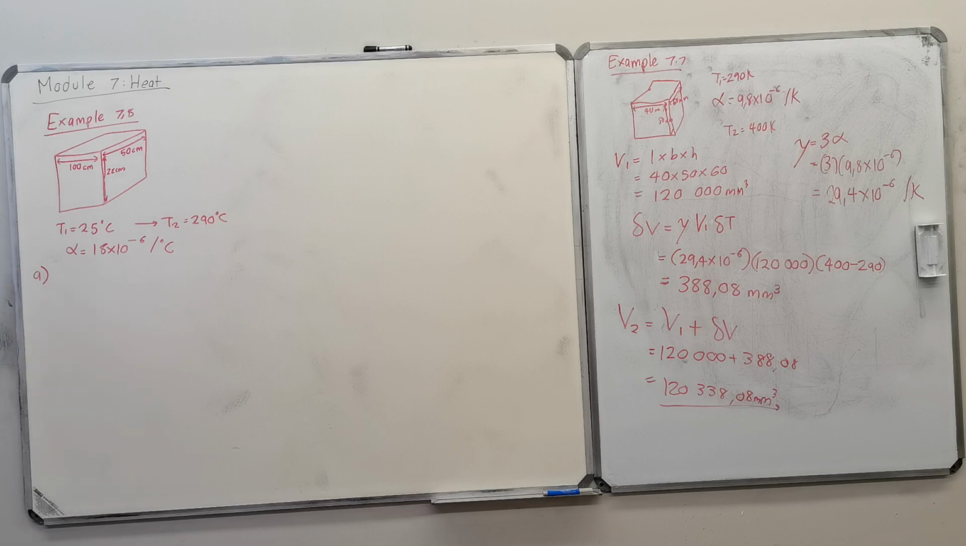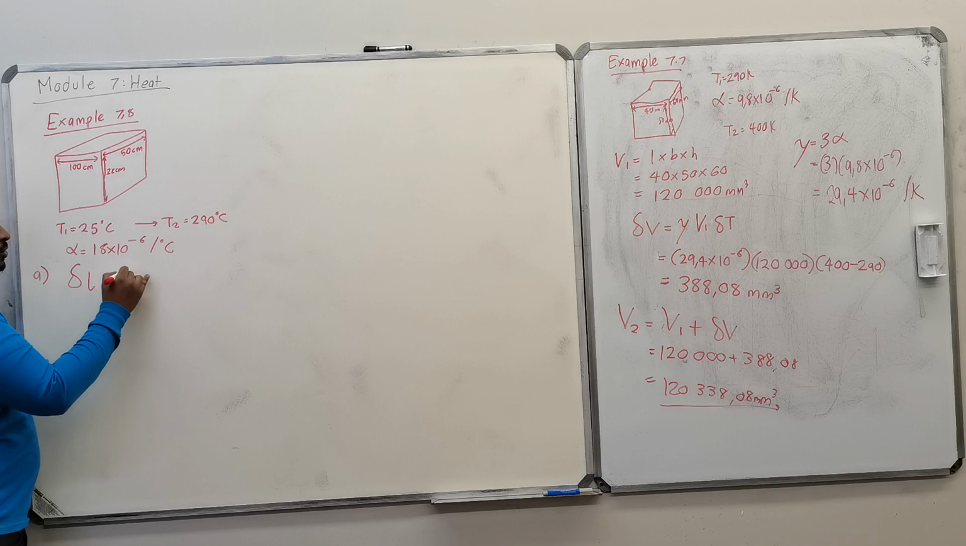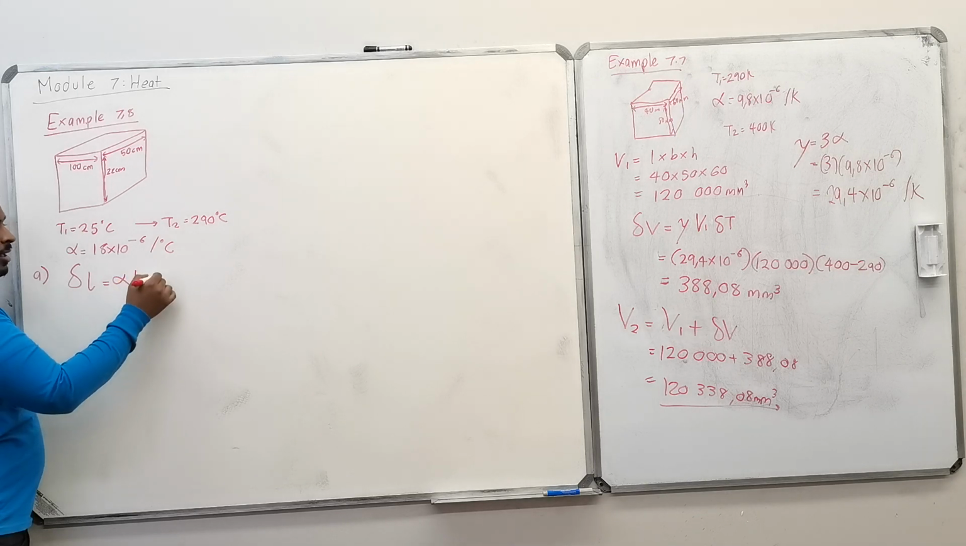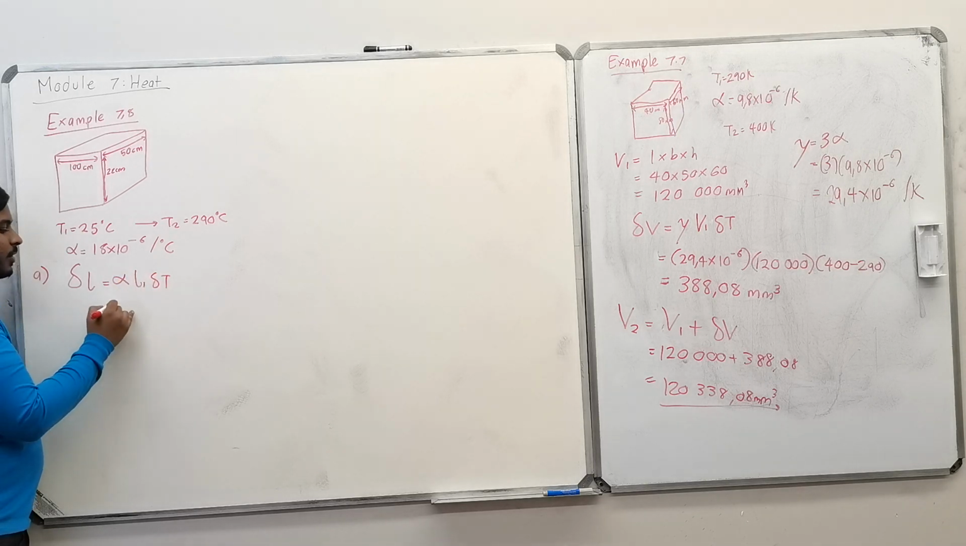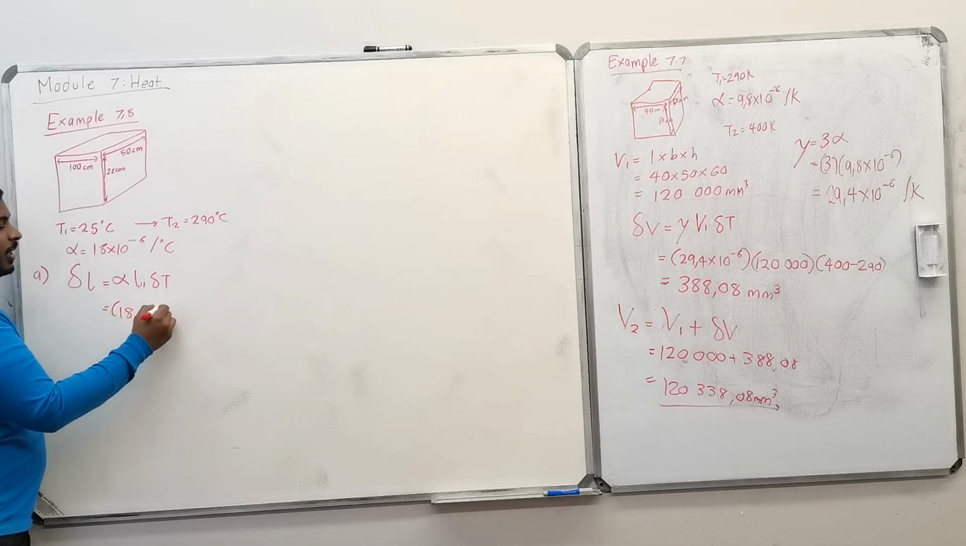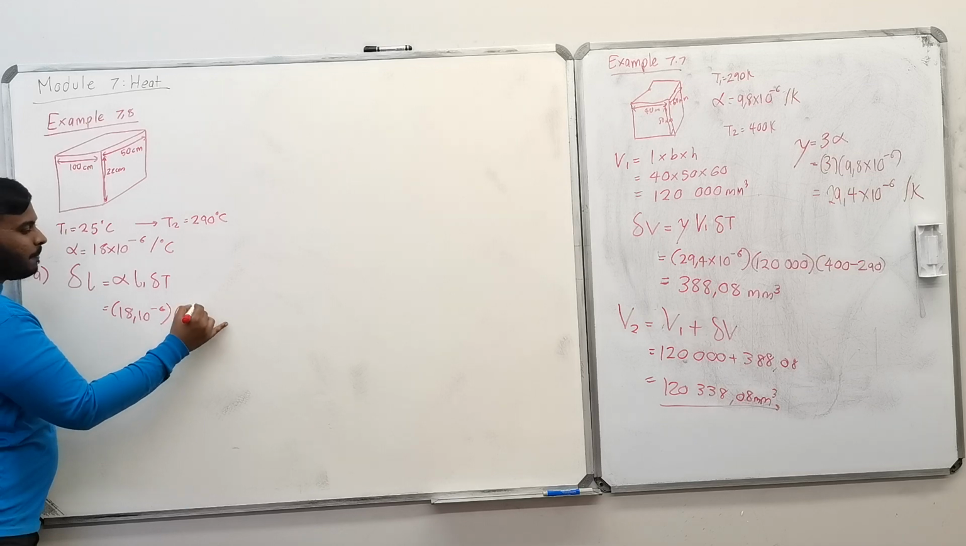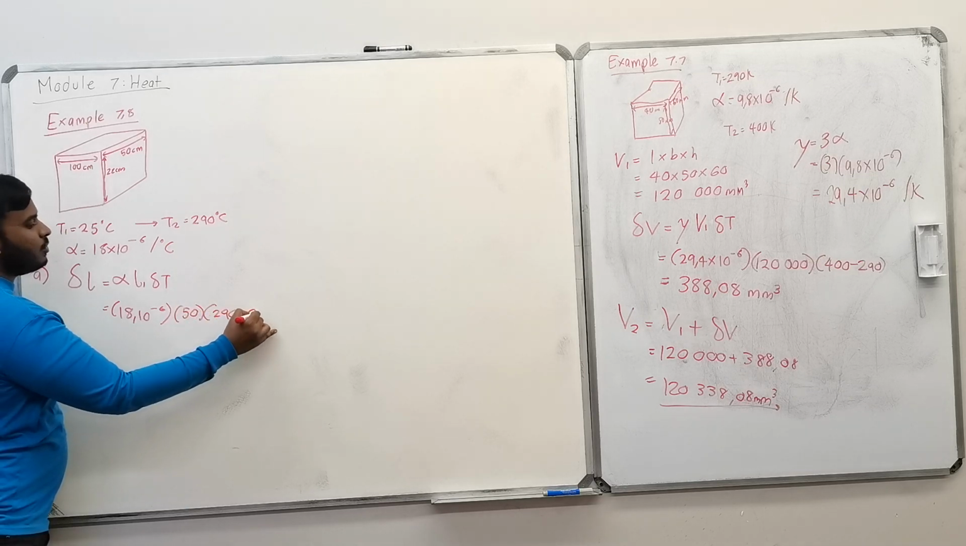So how would you do it? This is where you come in. You're going to tell me how to do it. Right? Here's the first formula which says that a change in length is equal to your coefficient of linear expansion multiplied by your initial length multiplied by your change in temperature. So this here is 18 times 10 to the minus 6 times 50 times 290 minus 25.